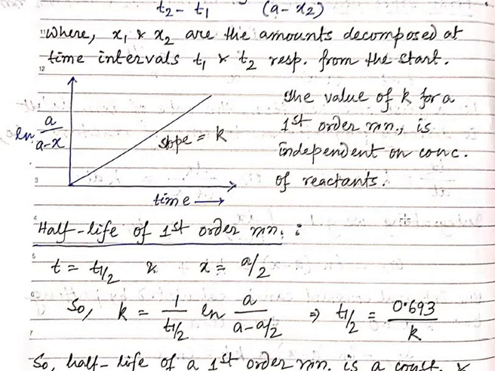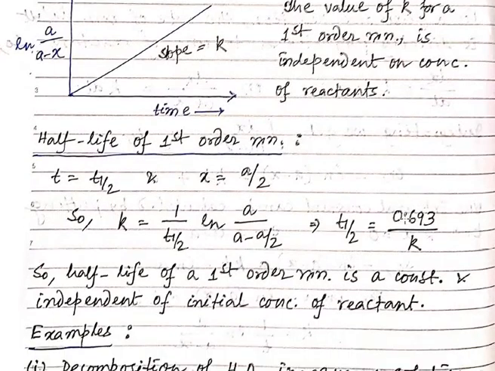So the value of K for a first order reaction is independent of the concentration of the reactants. So obviously, in a first order reaction, the value of the rate constant is independent of the concentration of the reactants. If I plot ln A by A minus X versus T, then we will get a straight line with slope K. Now, what is the half-life of the first order reaction?